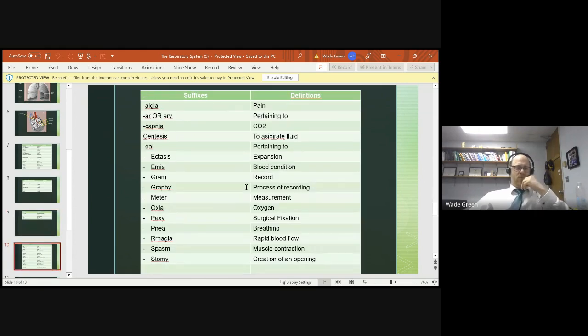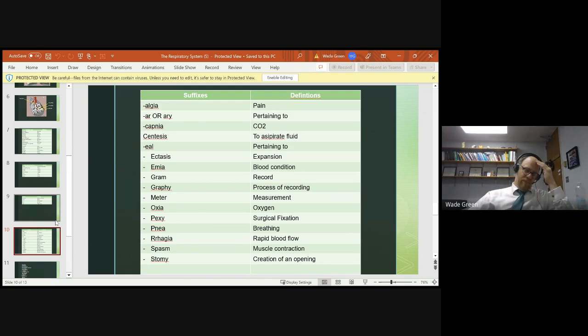And then some suffixes here, which we will continue to talk about in more detail with other systems that we cover. Algia is a suffix meaning pain. R or RE, pertaining to. Capnia means CO2. Centesis means to aspirate fluid or pull fluid off of. You can have a thoracocentesis, which might be necessary in the case of a hemothorax or a pneumothorax. Eal means pertaining to. Ectasis, so atelectasis, incomplete expansion. Emia, a condition pertaining to the blood. Gram is a record, graphy, process of recording. Meter, so we have an oximeter, which is a device that measures oxygen content in the blood.